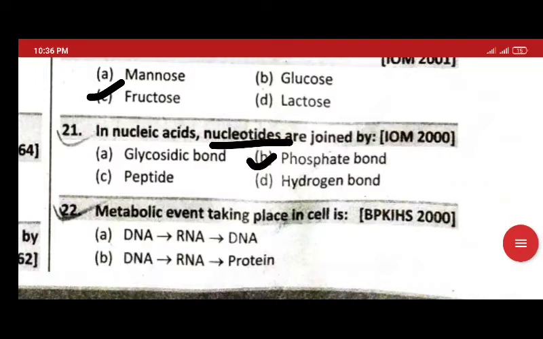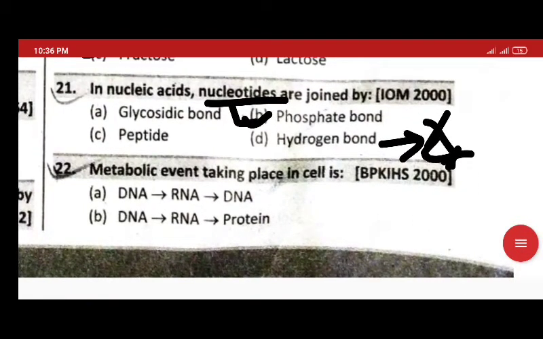And this hydrogen bond, this two strand is joined by what? The two strands are joined by hydrogen bonds, not two nucleotides. Nucleotides are joined by the phosphate bond. Now a metabolic event takes place in the cell. From DNA to RNA, and from RNA we have protein. So 22 B is right, 21 also B.